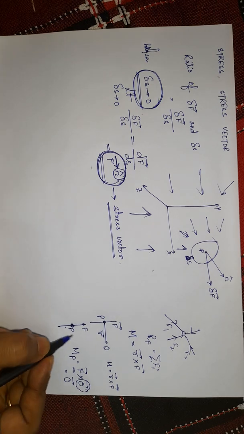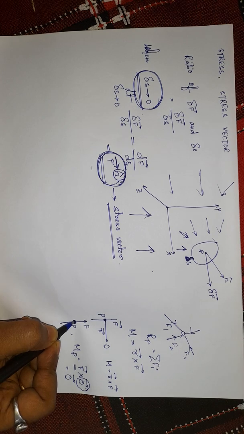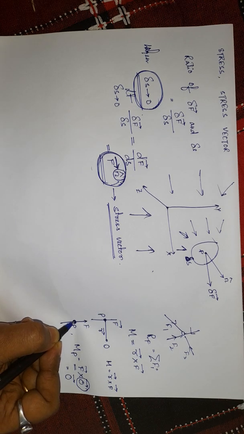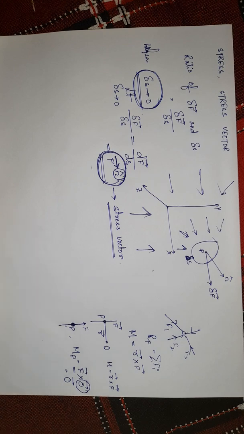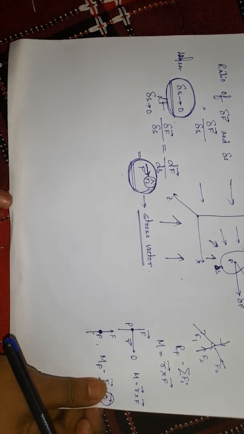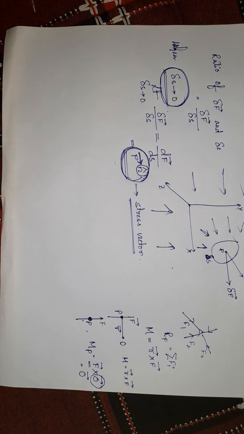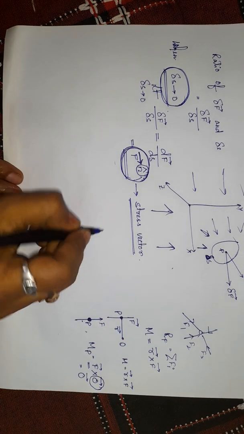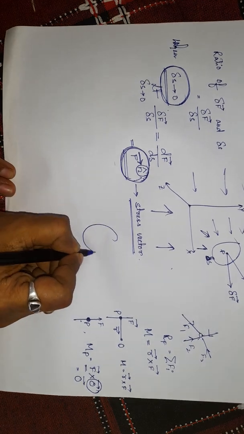Or in other language, here the point at which force is applied as well as the point from which you have calculated the moment is same. So that's why the distance is 0. Okay, so stress vector is clear. Now another picture.